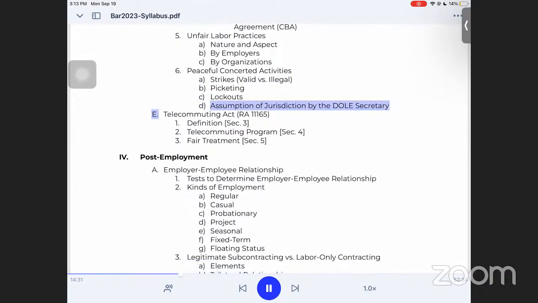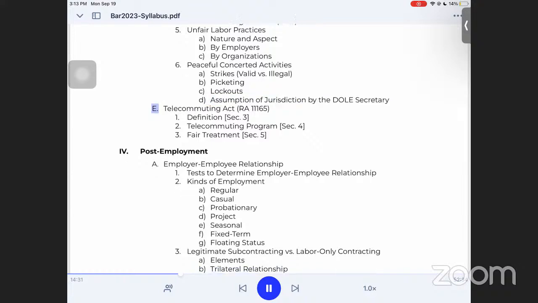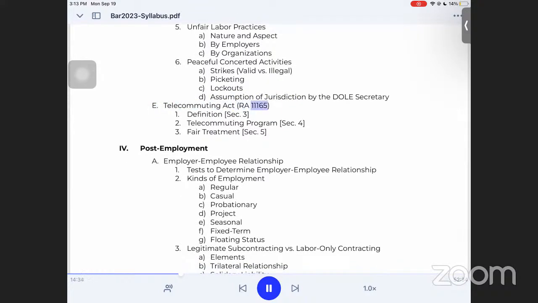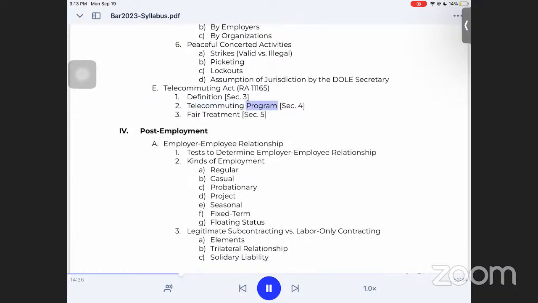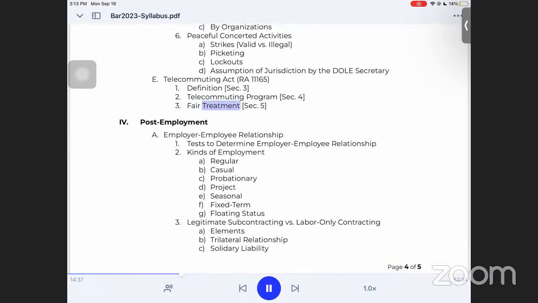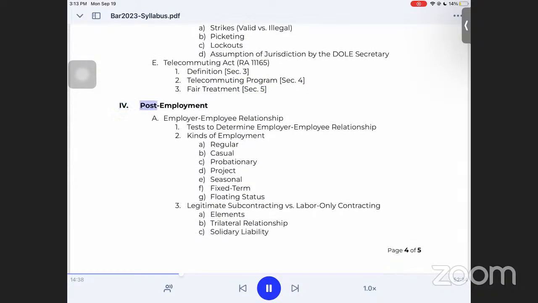D. Assumption or certification by the DOLE. E. Telecommuting Act, RA 11165. 1. Definition, Sec. 3. 2. Telecommuting program, Sec. 4. 3. Fair treatment, Sec. 5.